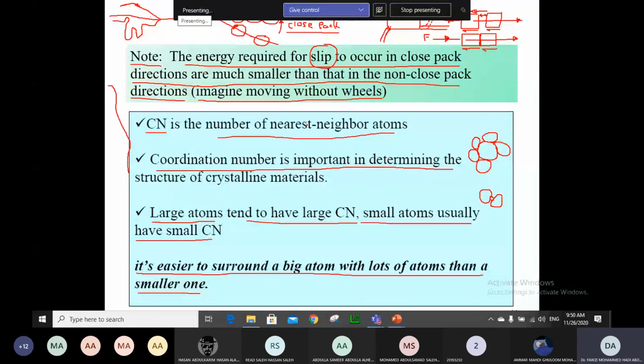You will see that in the BCC, close-packed directions are different than the simple cubic. It's different than the hexagonal close-packed. It's different from the body center cubic crystal structure. And this also applies to the rest of the other types of crystal structures as well.